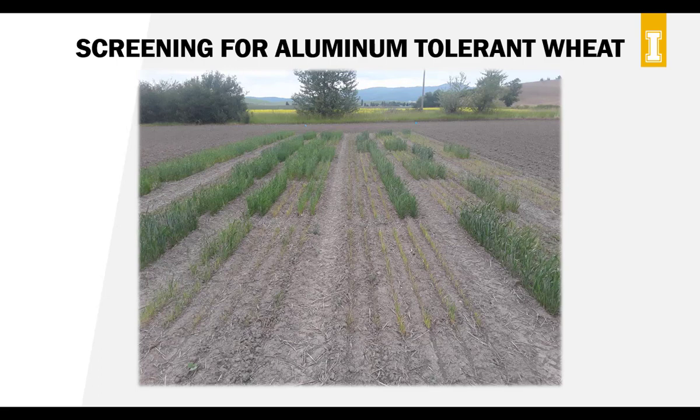And you can see in this example here, each of these is a little two paired row, about 7 feet long. You've got some of these varieties that are basically dead, and then some that look really healthy, and some that are not very happy but they're still alive. But we've got really good differentials between really tolerant and really sensitive.